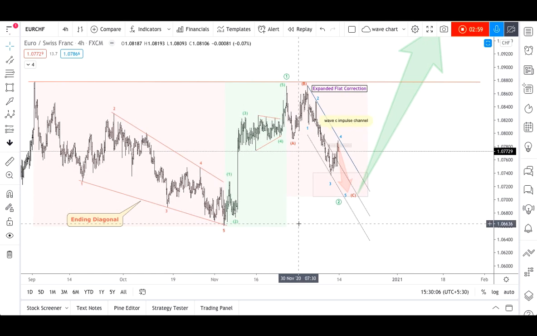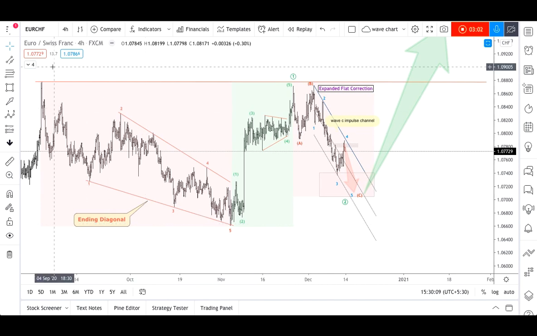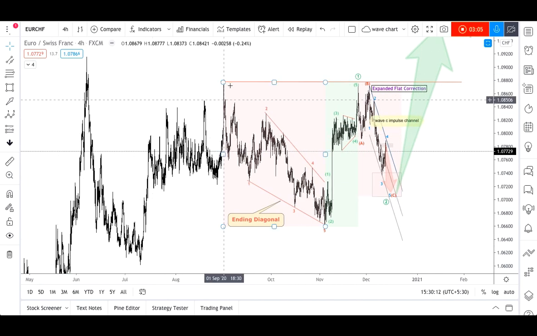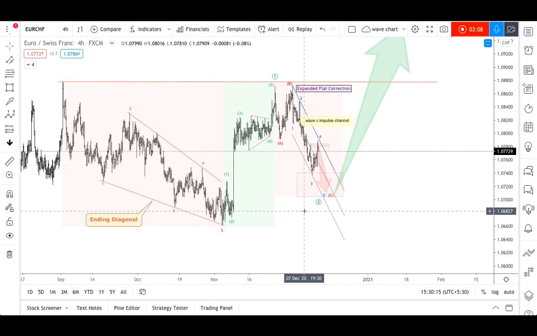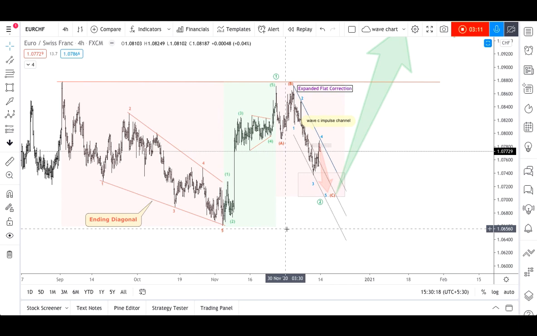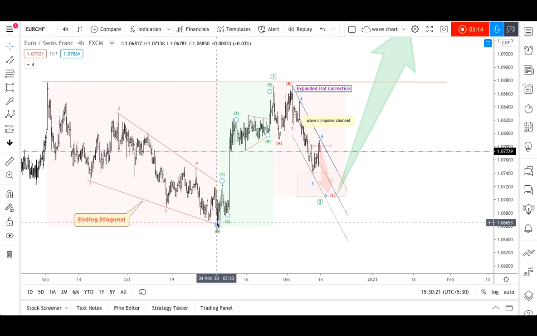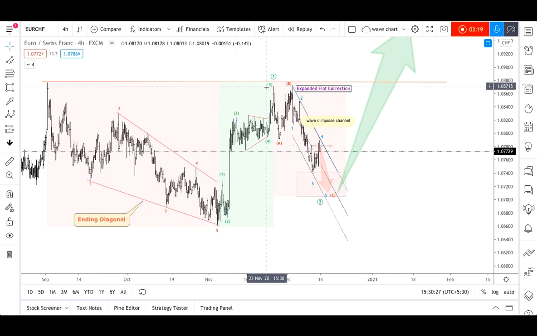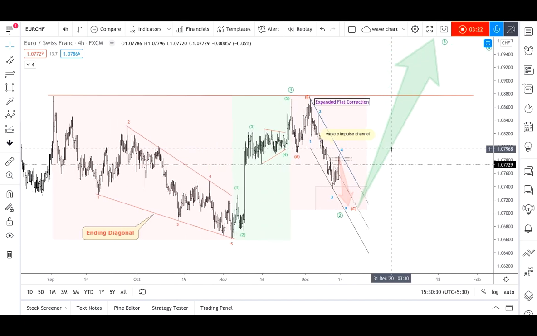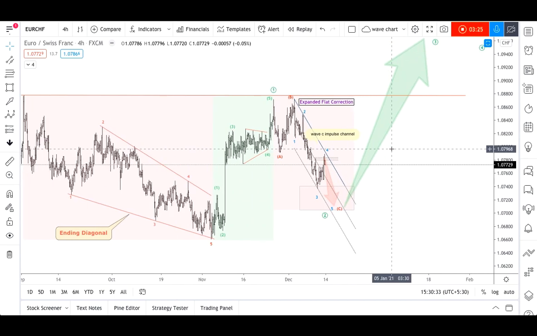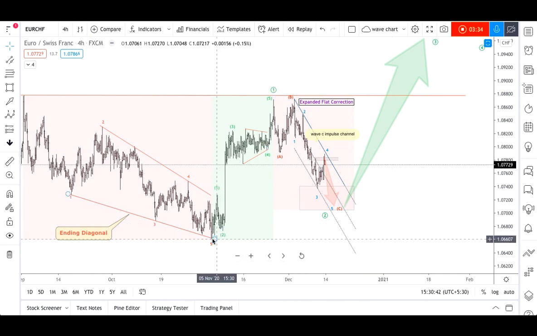What we can infer from this idea is that after the larger correction of A, B, and C, we have an ending diagonal which ends this correction. After that we found an impulsive move in the upside direction: wave 1, wave 2, wave 3, wave 4, wave 5. What is an impulse? It is a motive wave. Motive waves tell us about the progression, right? So we can assume that the correction is over here, and we are going upside. We are progressing the trend, continuing the previous larger trend.